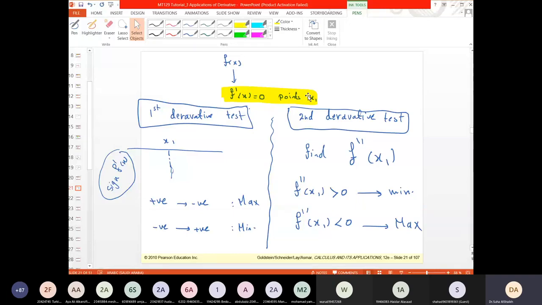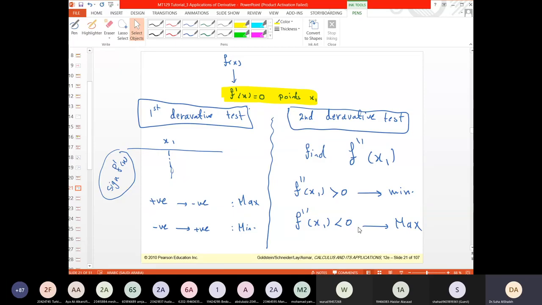It's optional, Warood, to use the first or the second. Sometimes I like to use the first, sometimes the second. Sometimes I use the first and it fails, so I go and use the second. Sorry, sometimes we use the second and it fails, then I go use the first. The second is easier. I just find the f double dash, I put the point inside it and I check. So it's kind of easier, we say.